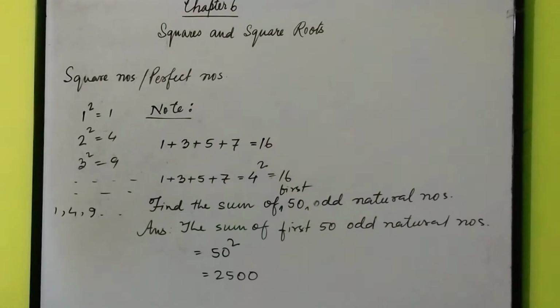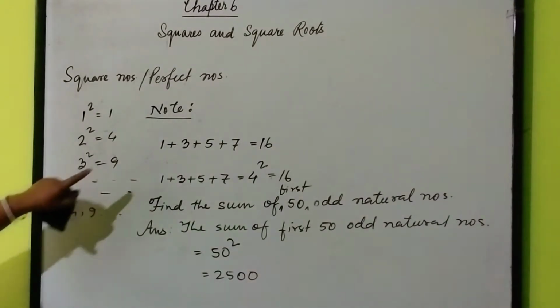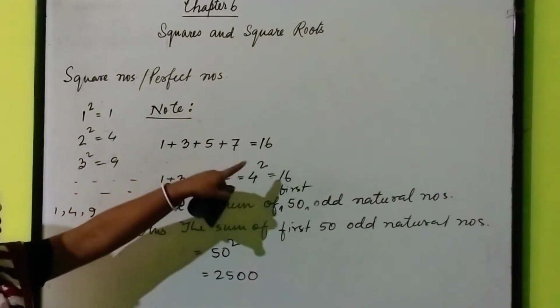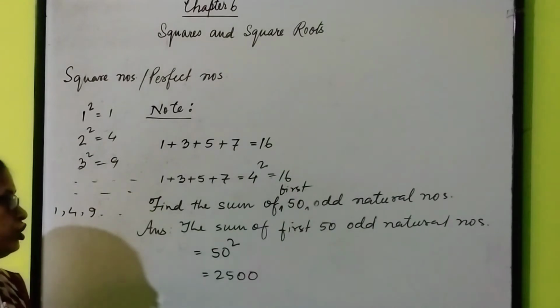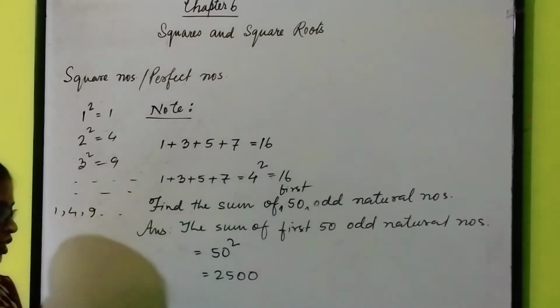This one you can write, my dear students. If I ask you to find the sum of first 20 odd natural numbers, no need to write like this, 1 plus 3 plus 5 plus 7, 11, in this way up to 20. No. What you will do? 20 square. 20 square equal to 400. Understood, my dear students?